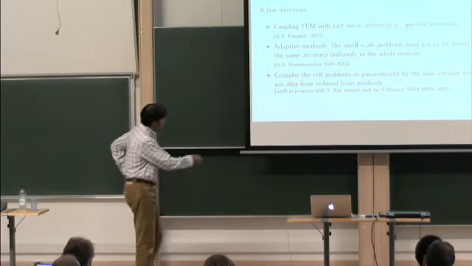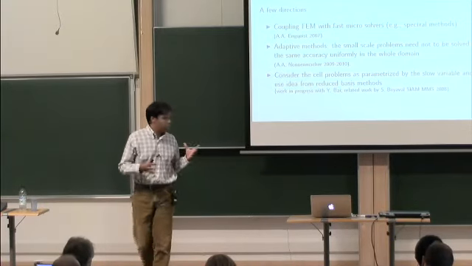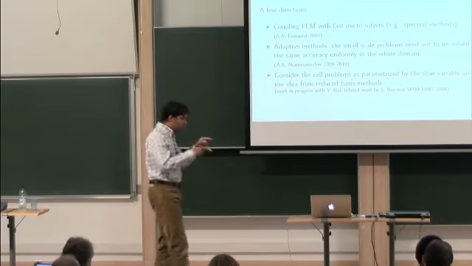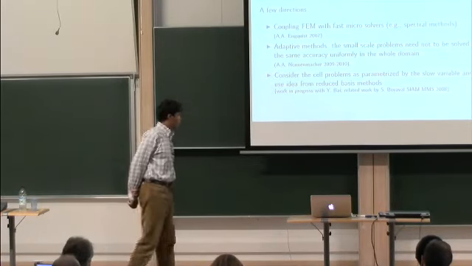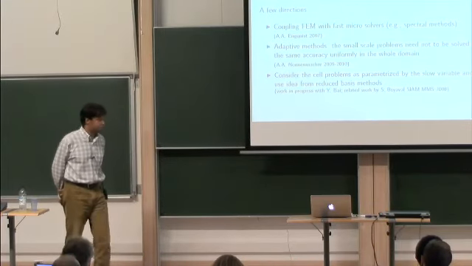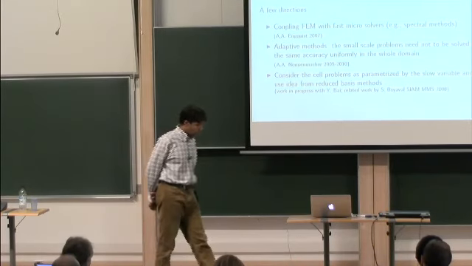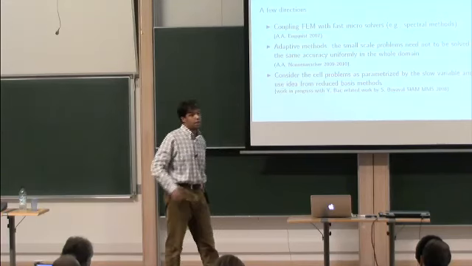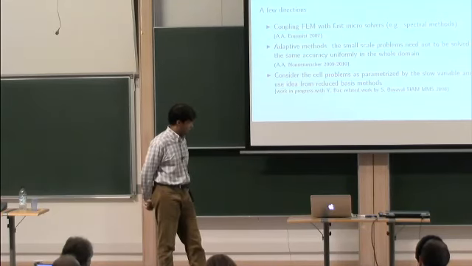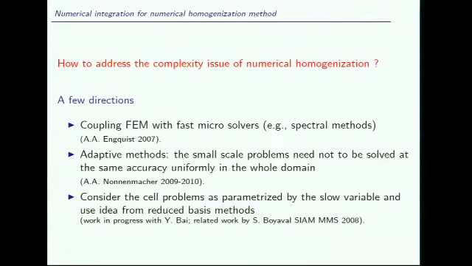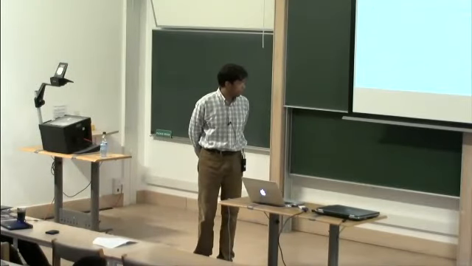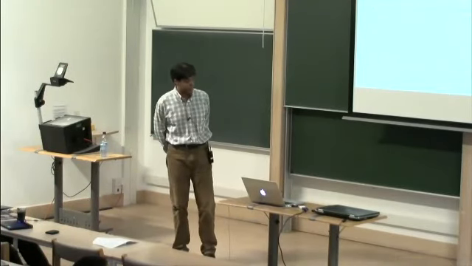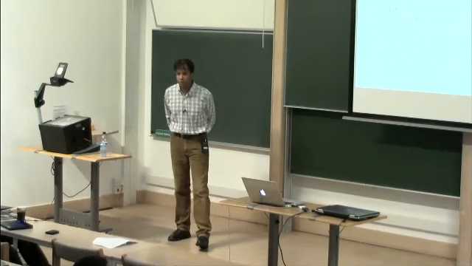The other thing that we are exploring here is to consider the cell problem as parameterized by the slope variable. So maybe you don't need to repeatedly solve the cell problem in each macroscopic sampling domain, but you could use ideas from reduced basis methods to have a reduced basis for the microscopic finite element calculation. That's related to work that Sébastien Boyaval did recently, and we have some work in progress related to that. With that, I thank you for your attention.